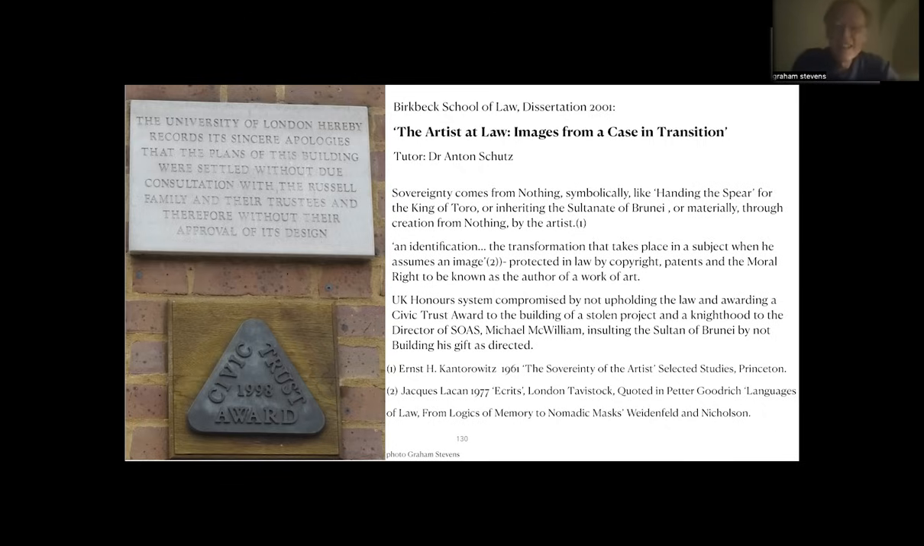So in my final year at the Birkbeck School of Law, I did a dissertation on the artist at law, images from a case in transition, under the tutorship of Dr. Anton Schutz. And that was writing this concept of sovereignty coming from nothing, symbolically, like handing the spear of the King of Toro or inheriting the Sultanate of Brunei, or materially through creation from nothing by the artist. And this is from Ernst Kantorowicz, 61, The Sovereignty of the Artist.